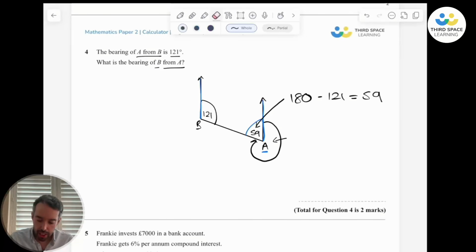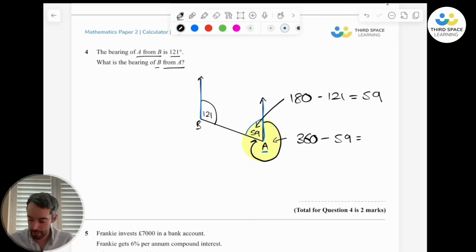And we know that angles in a circle add up to 360. So we can say 360 subtract 59 is 301. So that's the answer, 301. 1 mark for a correct sketch, or correct labelling, or working out this, and an accuracy mark for 301.